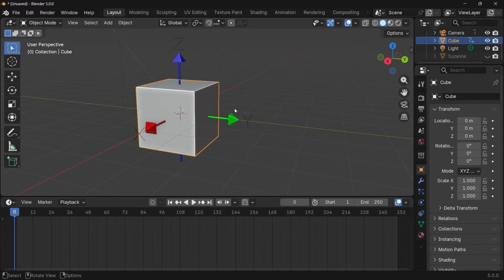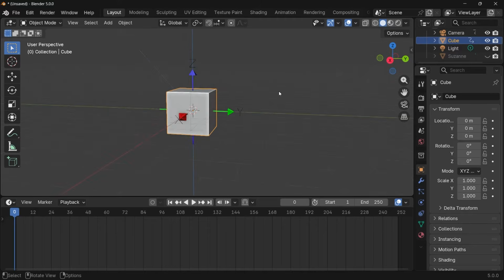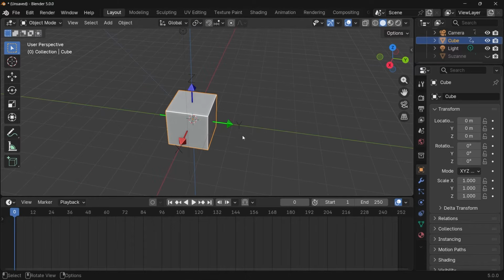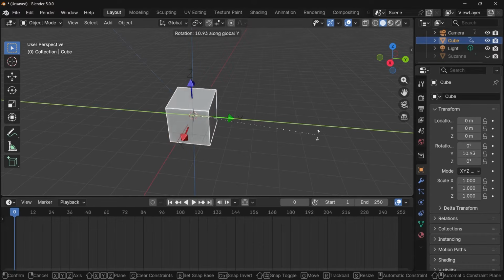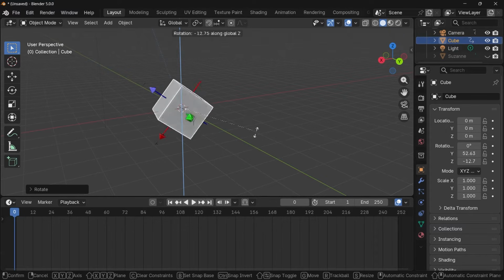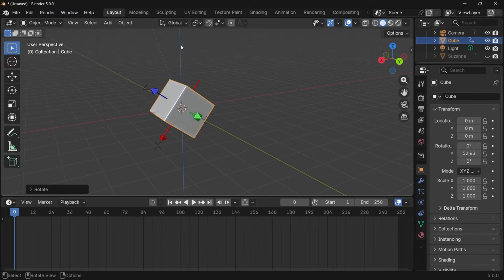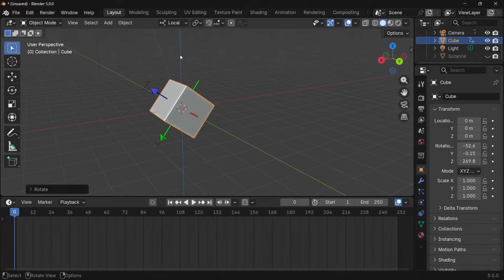Essentially, you can transform an object using its local axes or the global axes, and that can be controlled via these transform orientations. If you see what the global axes are, they are the axes of the world, so these red, green, and blue axes of the entire world frame. So if I was to rotate this about the global y-axis and then choose to rotate about the global z-axis, you see how it's rotating about the z-axis of the world and not its actual z-axis. However, if I change this to local, then you can see if I rotate about the z now, it rotates about the local z-axis and no longer the world z-axis.